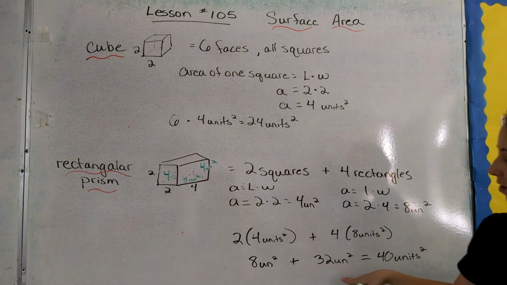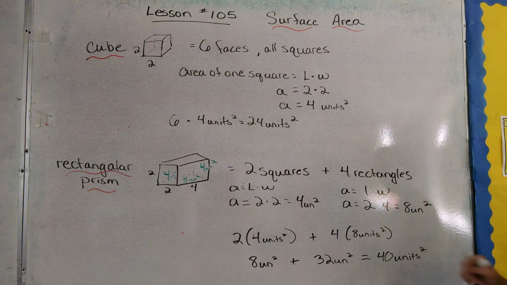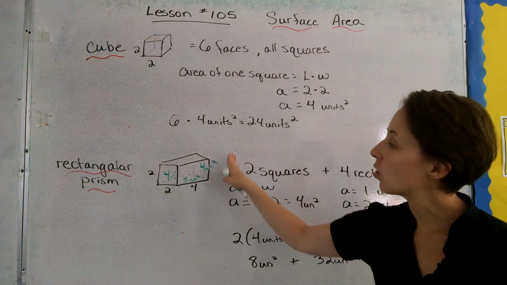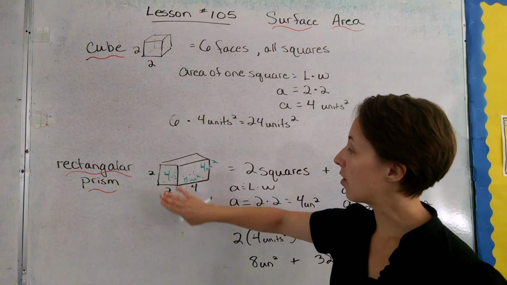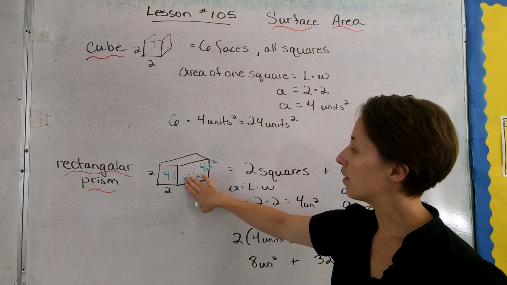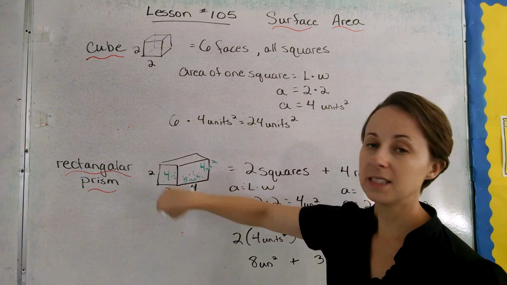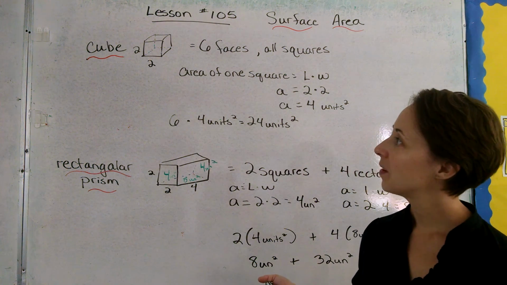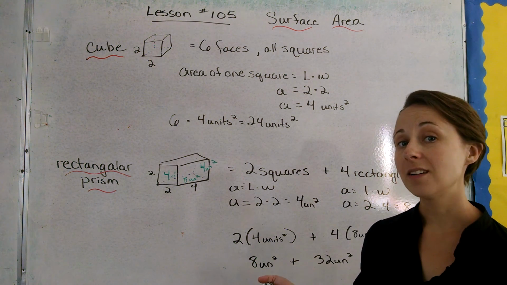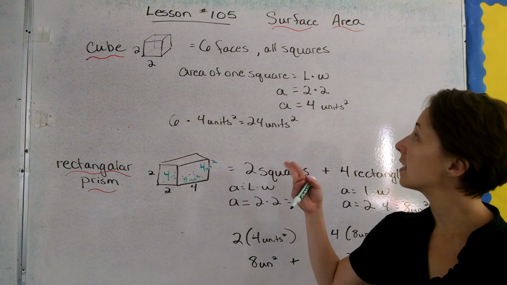If I add those together, the squares plus the rectangles, I get 40 units squared, which is my surface area of this whole shape. I can also easily find it by adding them together. 4 plus 4 plus 8 plus 8 plus 8 plus 8 will also give me the same answer, 40 units squared. Notice my units are squared because we're multiplying a length times a width.